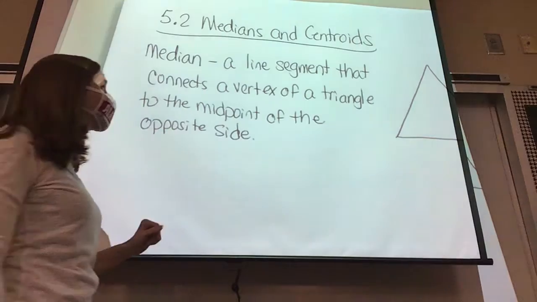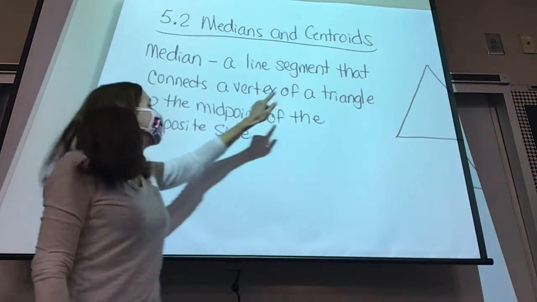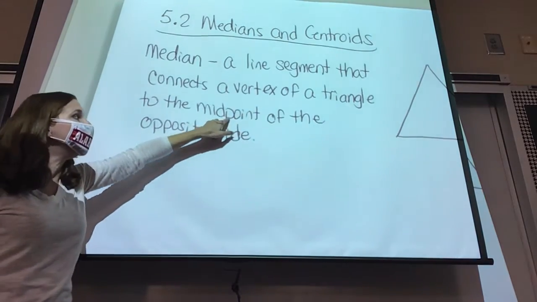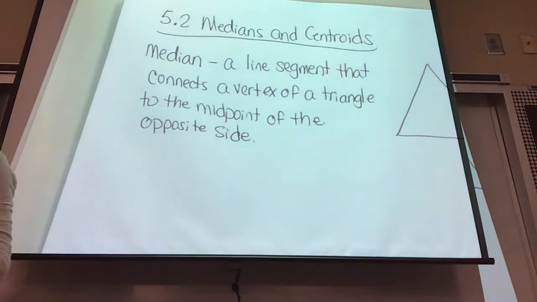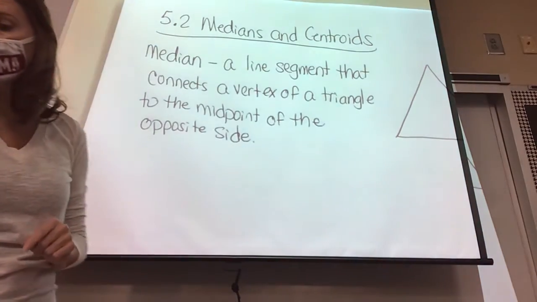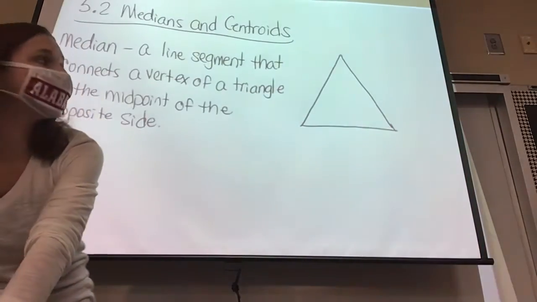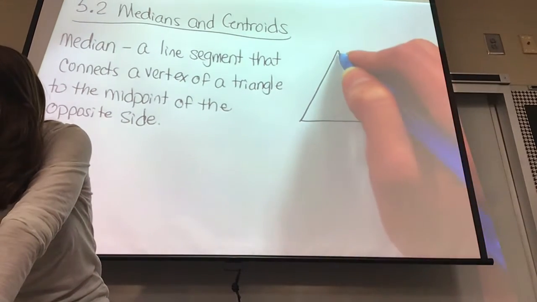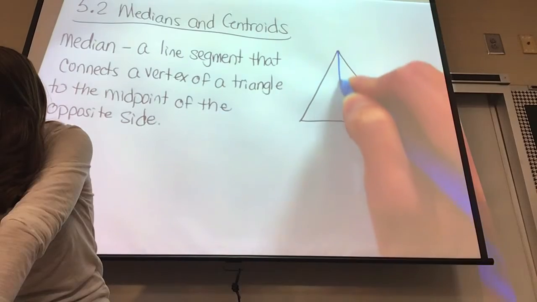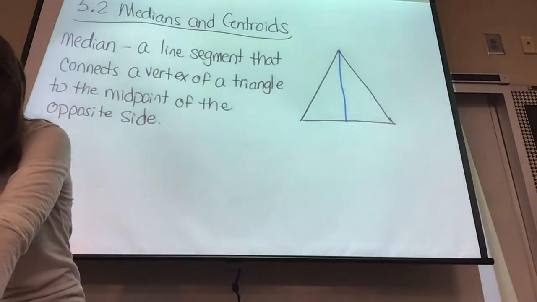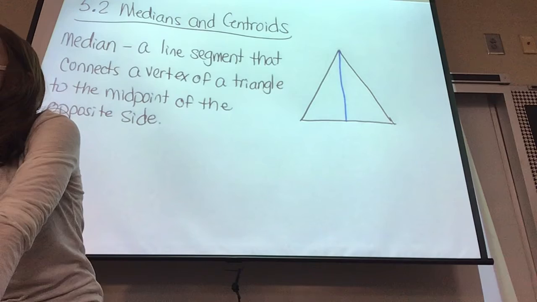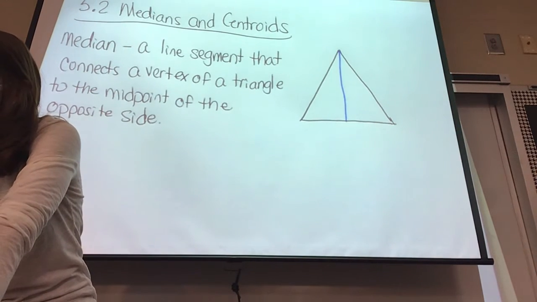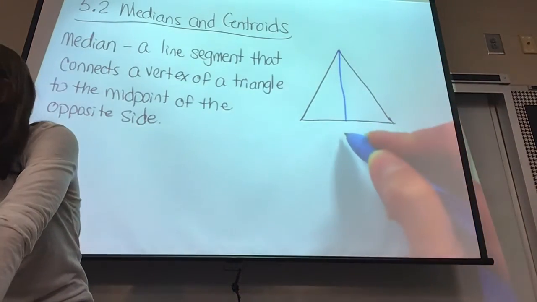So I'm going to draw a line that connects my angle or my vertex to the middle of the opposite side. So that's what I'm going to do. It does not matter which one I do. So I'm just going to do this one at the top. So I'm going to draw a line straight down here. What about here? Yeah, you can. So my median is this line.